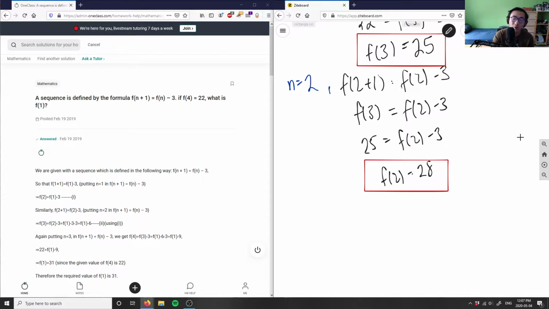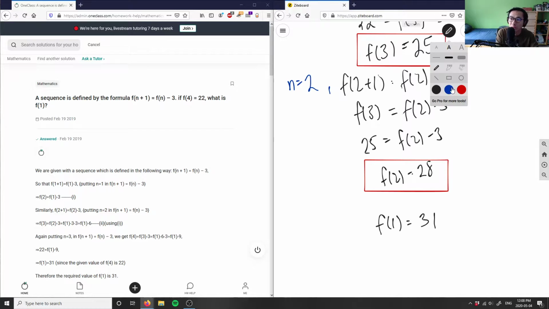So therefore, if I were to solve for f of 1, if I'm adding 3 to both sides every time I drop n by 1, obviously f of 1 would equal 31, right? And I can prove that.